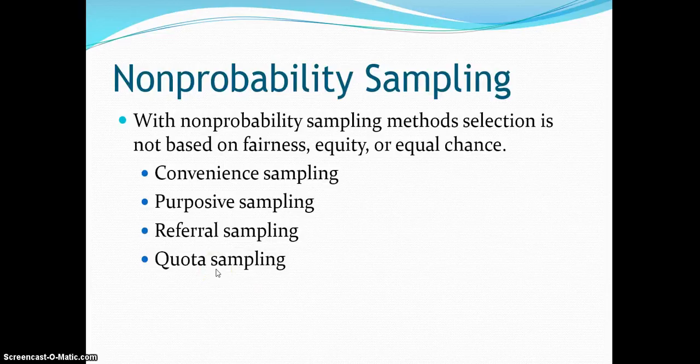Now, on the flip side, non-probability sampling is not based on equal chance. Convenience sampling is just like the name says, based on convenience. You would use a high-traffic location because you know there's a better chance of getting more people into the sample, such as a busy pedestrian area or a shopping mall. So the possibility of selecting respondents for that sample frame would be higher.